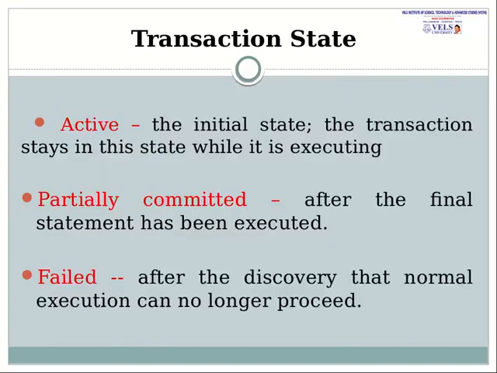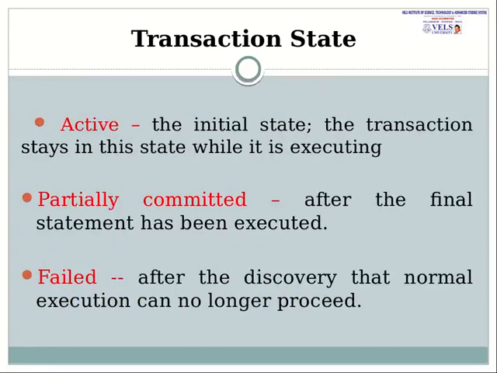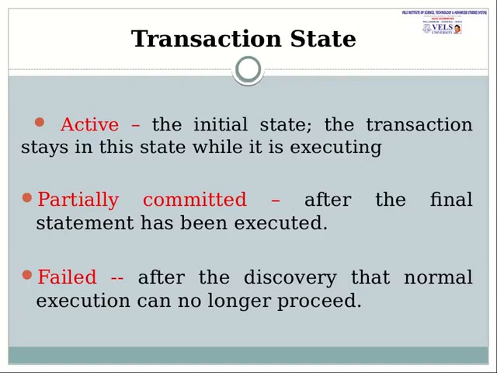These are the five states for a transaction: active, partially committed, failed, aborted and committed. Active means the initial state; the transaction stays in this state while it is executing. Partially committed means after the final statement has been executed. Once partially committed, after the transaction completes successfully, it goes to the committed state. If not, it goes to the failed state or aborted state.